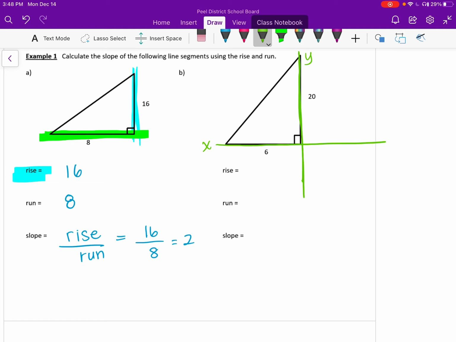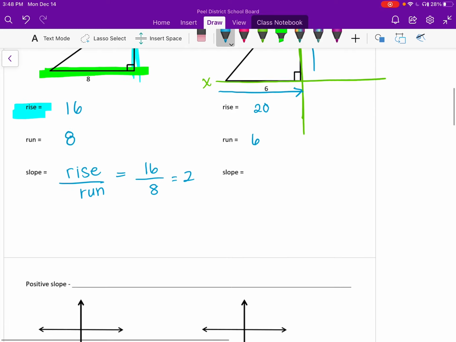Okay, so welcome back. I'm going to assume that you tried that by yourself. So my rise here is going to be the change along the y-axis, which is 20. My run is going to be along the x-axis. So think about it, it's like you're running. When you run, you're running in a straight line across horizontally. When you're rising or climbing something, you're going upwards, so you're y. So my run is going to be 6, and I'm going up by 20. So over 6, up 20.